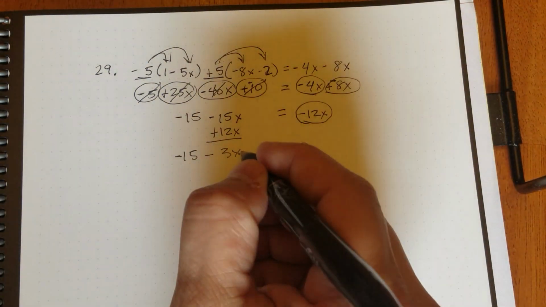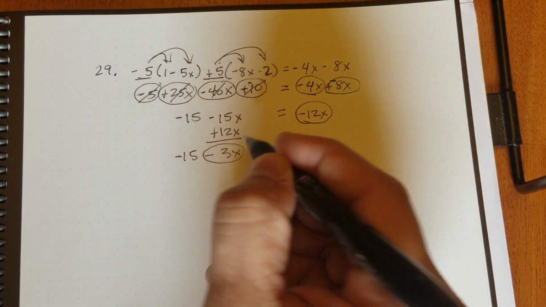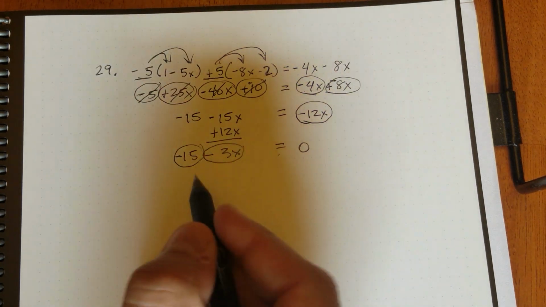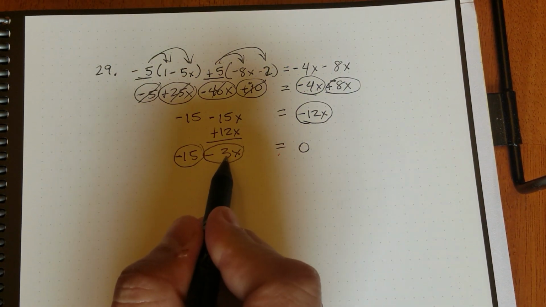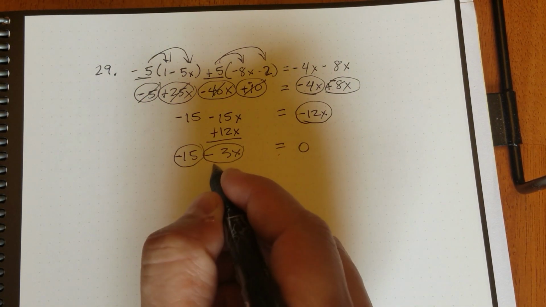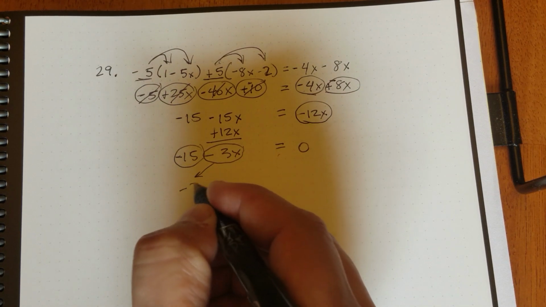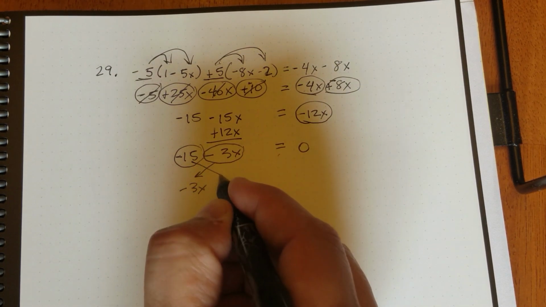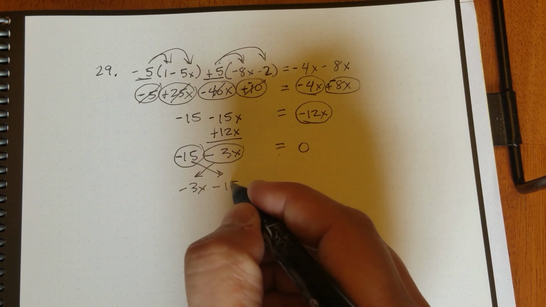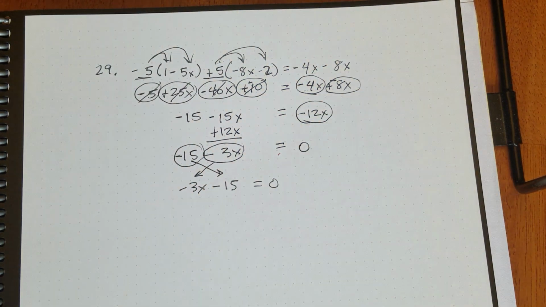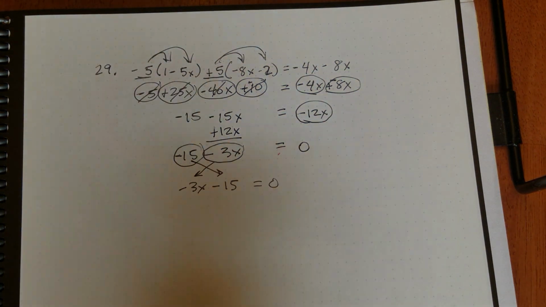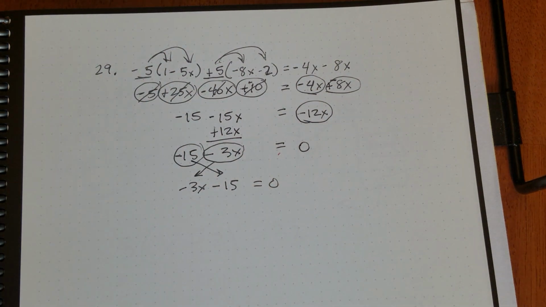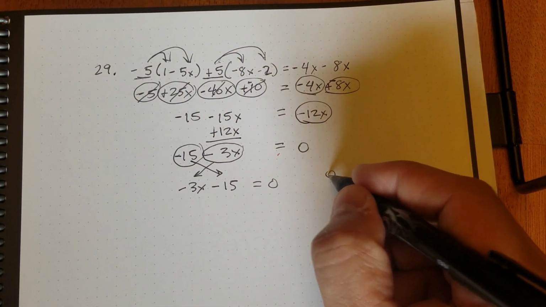This might be confusing to you because usually the x's are in front, so I'm going to move them. I circled the terms so I can see that this is negative 3x, so I'll move it over here. Negative 15 moves over here. And it still equals 0. And now I can't simplify this anymore, so I can start to solve it.